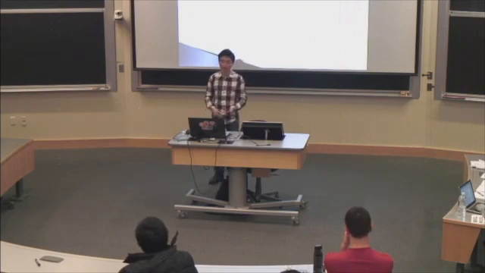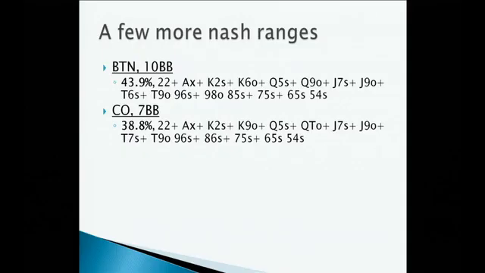Okay, so here's another data point. Cutoff 7 big blinds. It's 38.8%. So notice that in this situation compared to the first one, you're one position worse because you're cutoff instead of button, but you're risking a lot less. You only have 7 big blinds, but the percentage is still going down.